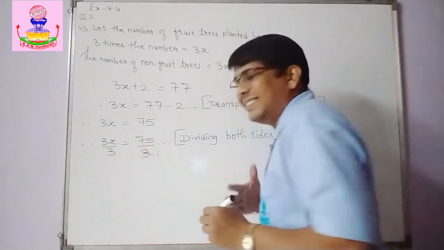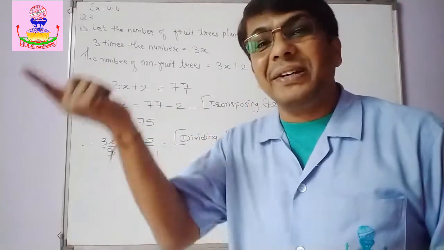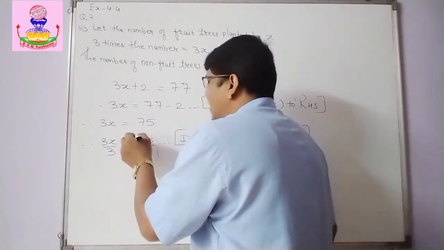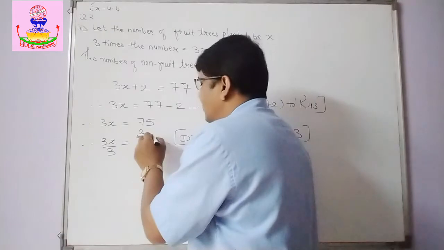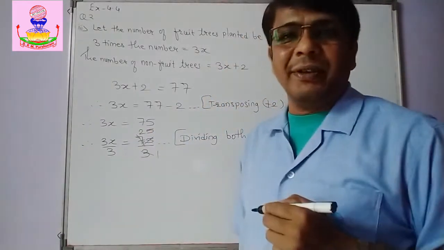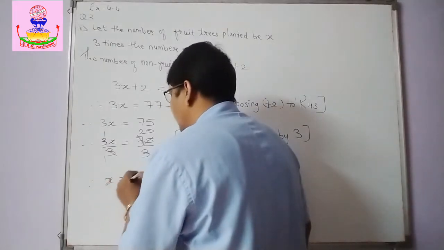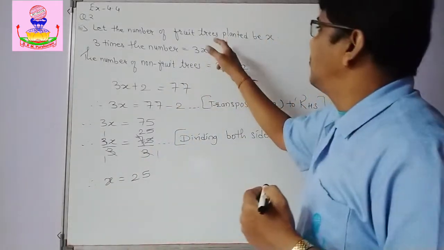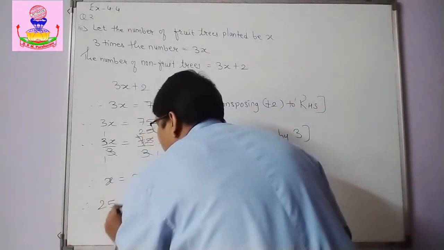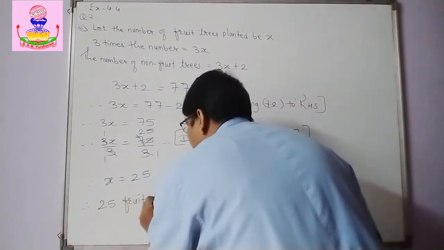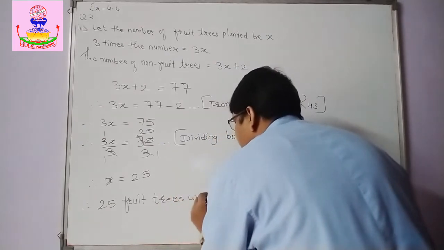So I know the tables. 3 ones are 3. 3 how many is 75? 25 3s are 75. Or you can do it like this. 3 2s are 6, 1 remainder. So 15. 3 5s are 15. So 25. 3 1s are 3. So therefore x is equal to 25. So what is the number of fruit trees planted? Therefore 25 fruit trees were planted.